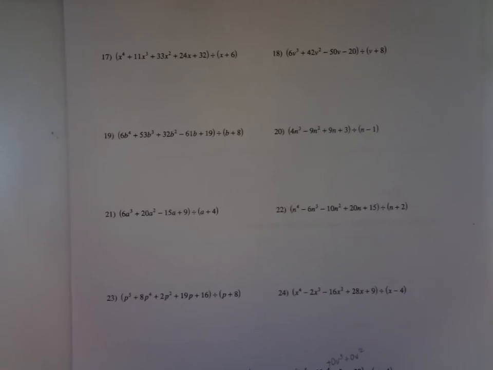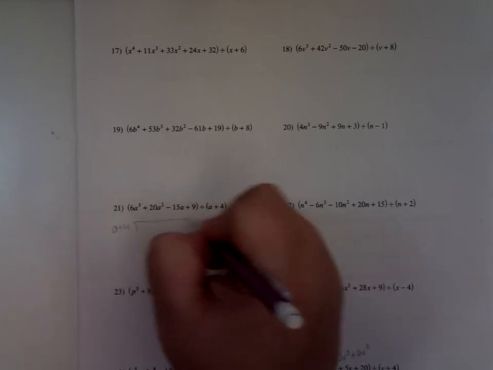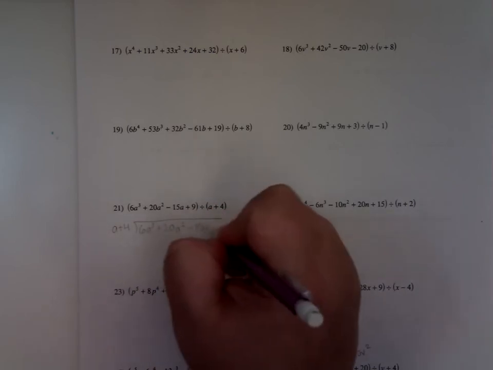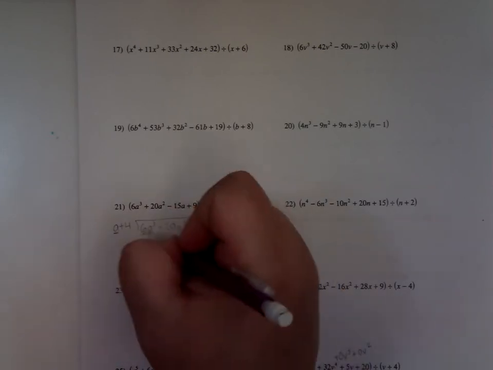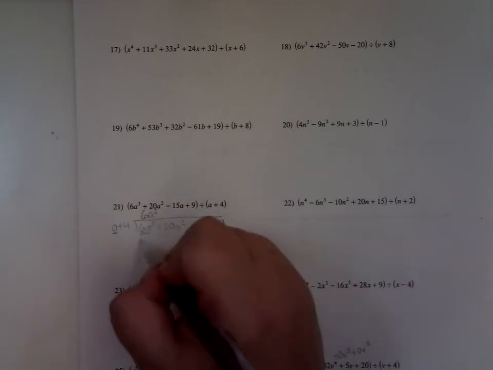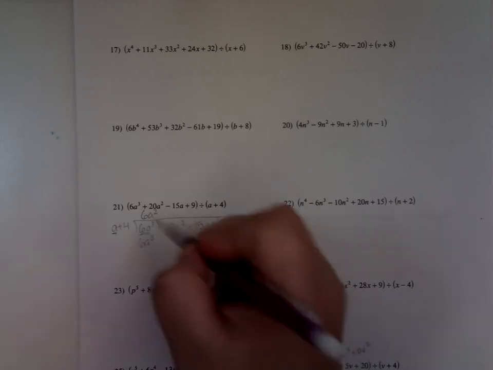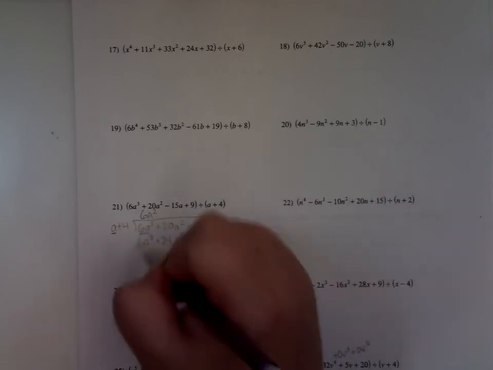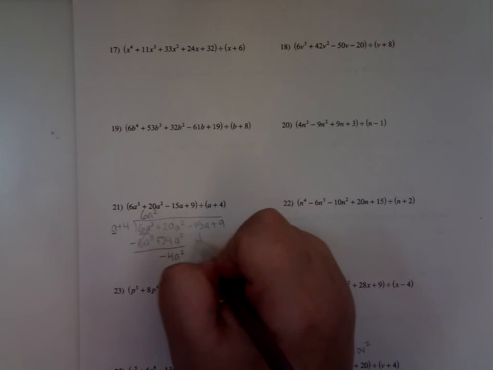Let's try number 21. So we've got a plus 4 on the outside, and we've got 6a to the third plus 20a squared minus 15a plus 9 on the inside. So we look at the leading term of each. A goes into 6a to the third 6a squared times, since 6a squared times a is 6a to the third. You obviously want to have the same thing so that when you subtract it, it goes away. 6a squared times 4 is going to give us 24a squared. Subtract, subtract. That goes away. We've got minus 4a squared. We bring down the minus 15a.